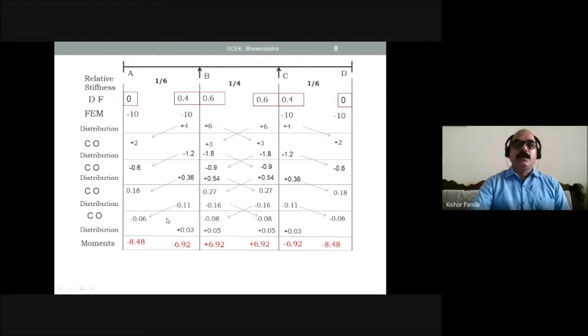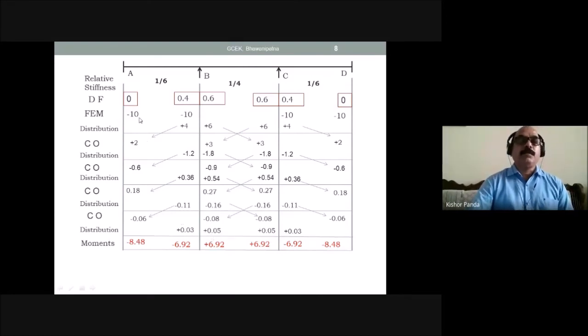Then after carryover, here the carryover is minus 0.06, and here minus 0.08, and here the carryover is minus 0.08, and here the carryover is minus 0.06. Then again, the last, you go for the distribution or balancing the moment. This into 0.4, and you have to put the opposite sign, plus 0.03. This into 0.6, plus 0.05. Here also 0.05. So here you got very small fractional values.